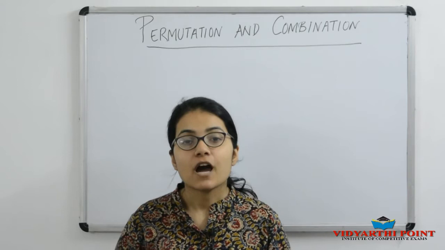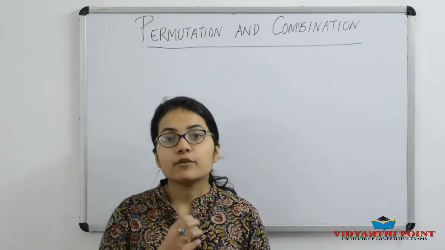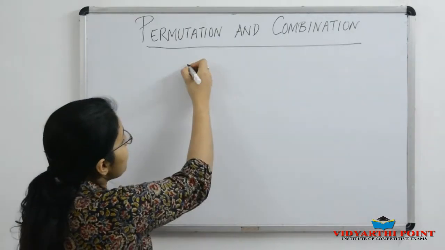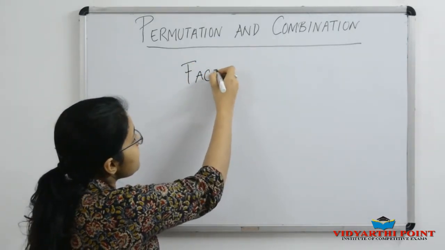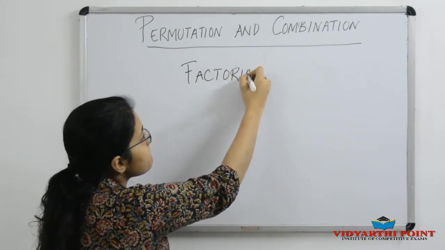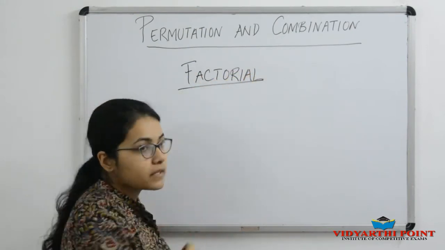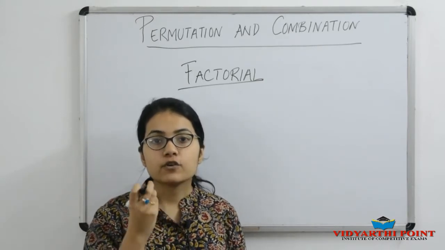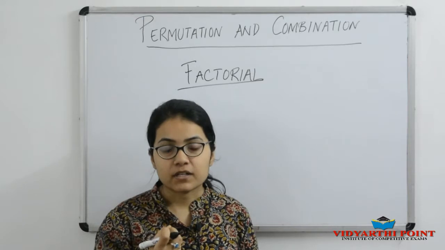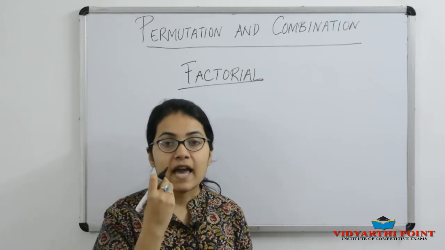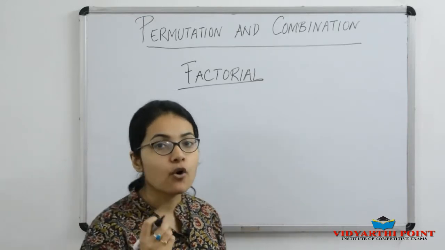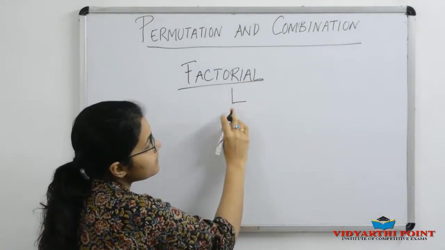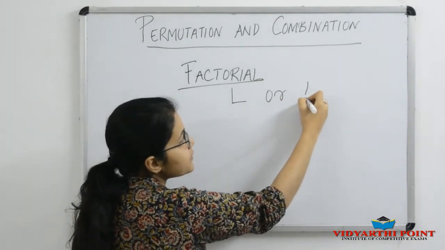Today our topic is permutation and combination. But before going deeper into this topic, let us know what is factorial. The factorial term will be frequently used in permutation and combination. So, whenever we say factorial of any number, it means the number and the product of the integers up to 1. That is, the factorial sign is either this or this.